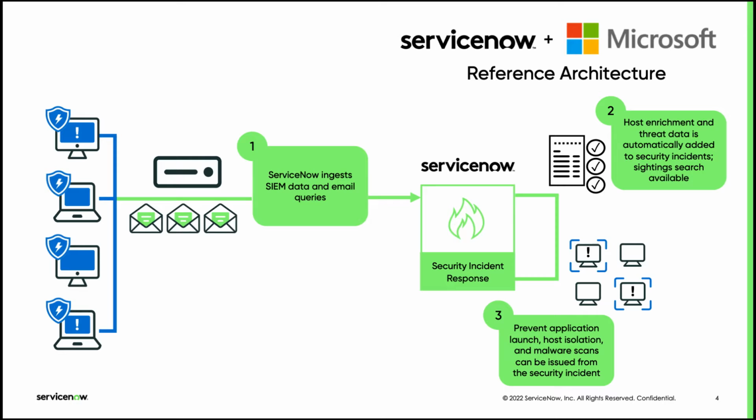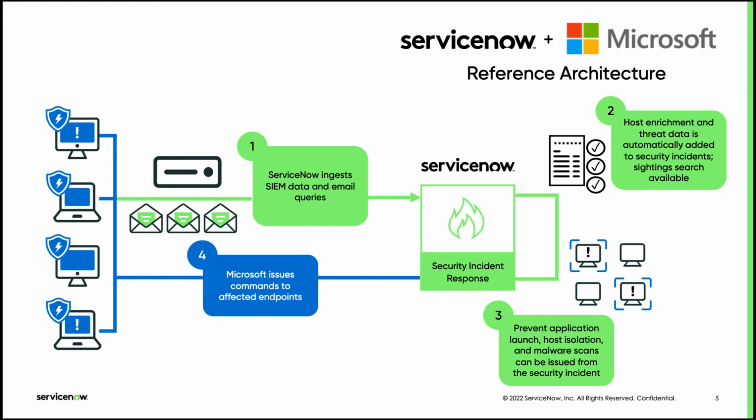Once it's determined that the endpoint is infected, a few different actions can be taken by the analyst directly from the security incident. They can prevent applications from launching, they can isolate the host off of the network, or they can issue a malware scan, all directly from the incident screen. From there, Microsoft issues the commands to Defender for Endpoint and automatically updates the security incident in question. Let's see how this works in a brief demonstration.